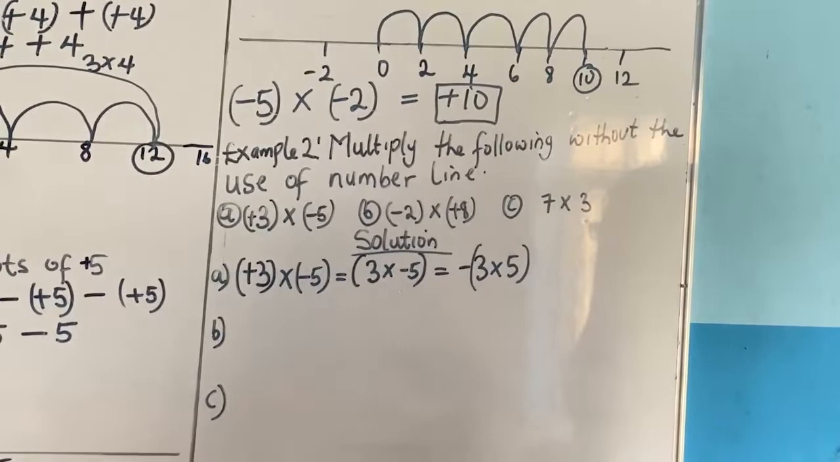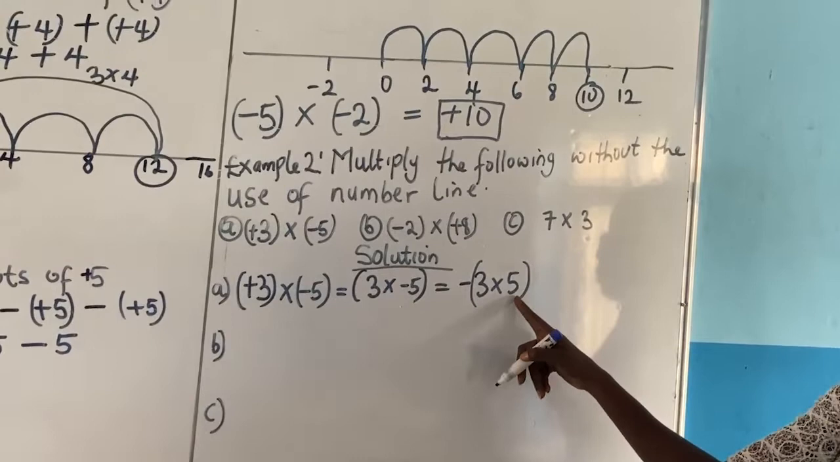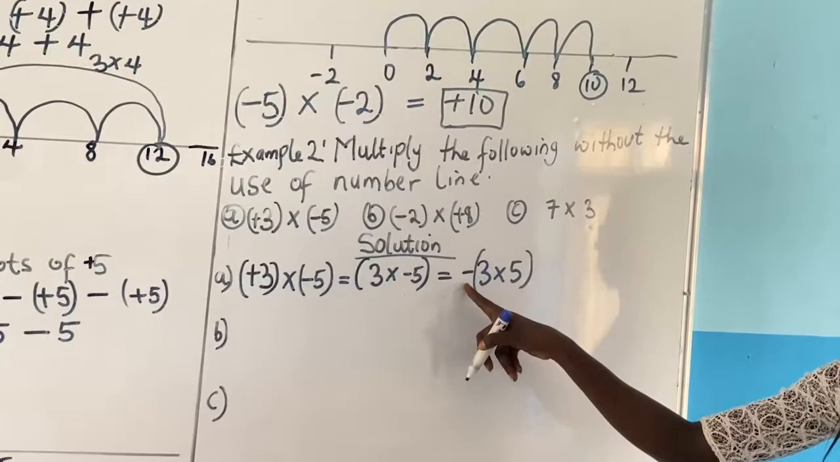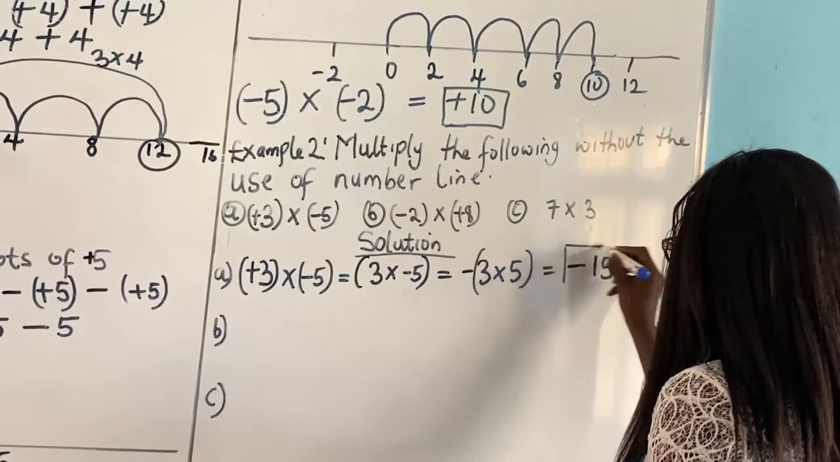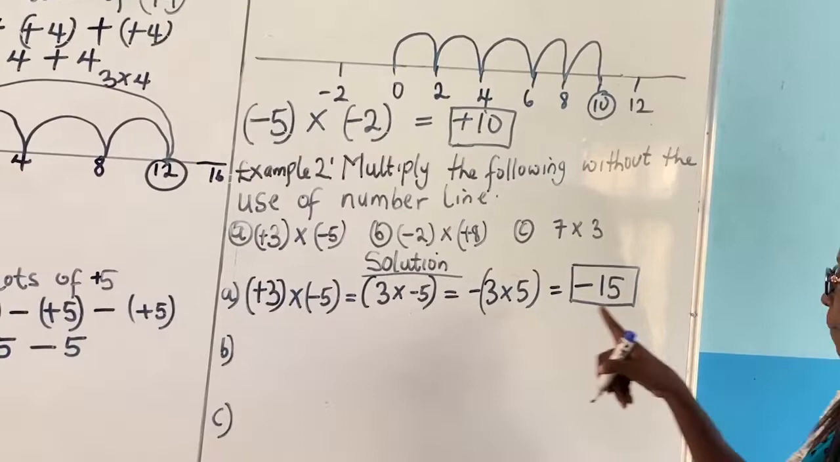Okay? So what we're going to do, we're going to solve the inner bracket. So 3 times 5 is what? Is 15. But we don't stop there. We have to include the sign. So we have here minus 15. So that means positive 3 times negative 5 is what? Minus 15. You see, I told you, one line, you're done.